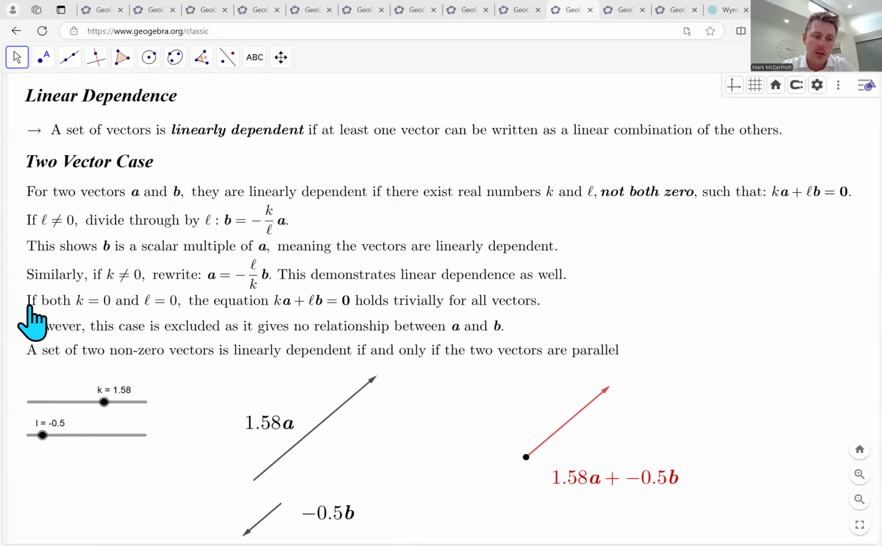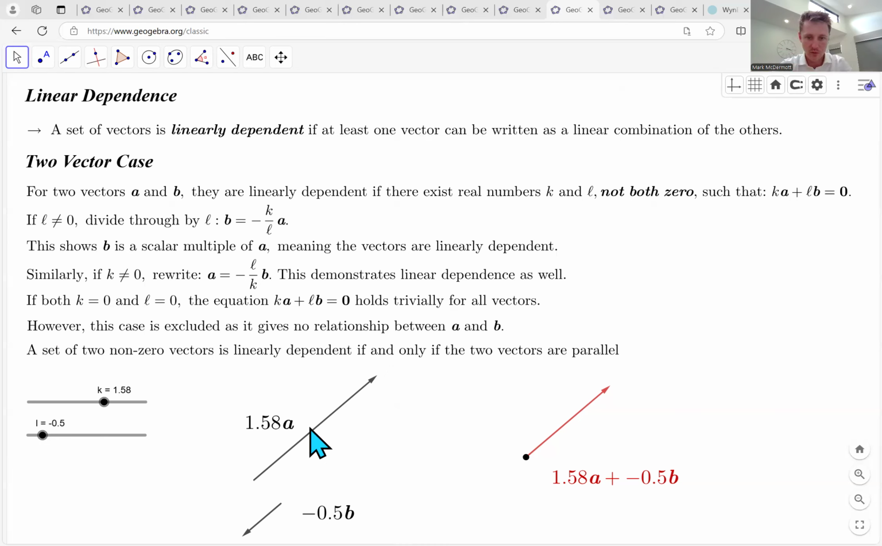Okay, as I just mentioned, if both K and L are 0, this holds true. It's just like saying the 0 vector plus the 0 vector gives you the 0 vector. So that's obviously the case, but that case is uninteresting. It's just like 0 plus 0 is 0. It's not an interesting fact. Okay, so what we can conclude is that a set of two non-zero vectors is linearly dependent if and only if the two vectors are parallel.